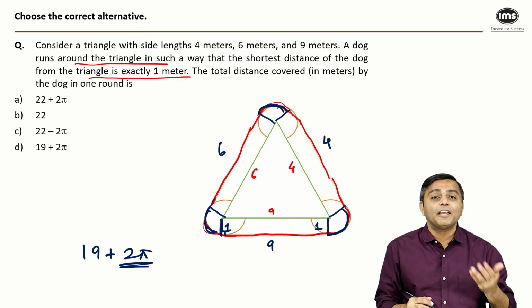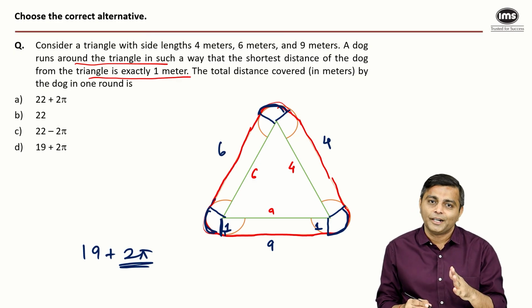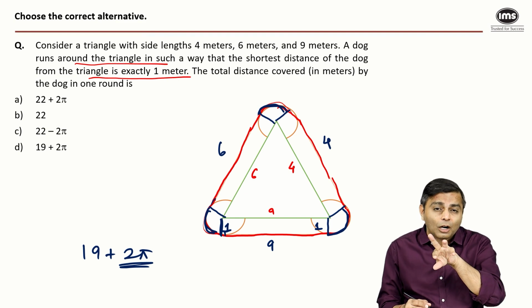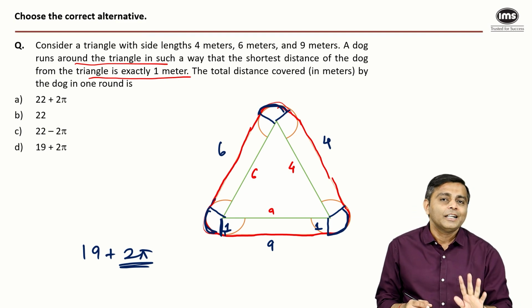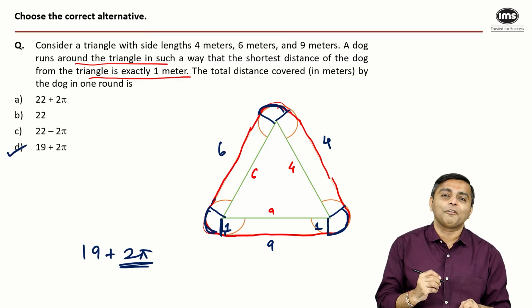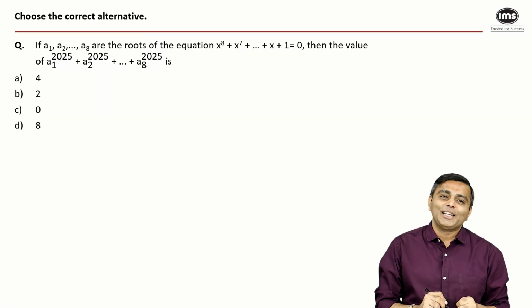So that way it's a very easy question once you get the diagram right. Getting the area around the vertex right is the only tricky part in this question. So yes, option D is what we are marking. Moving on to the next question.